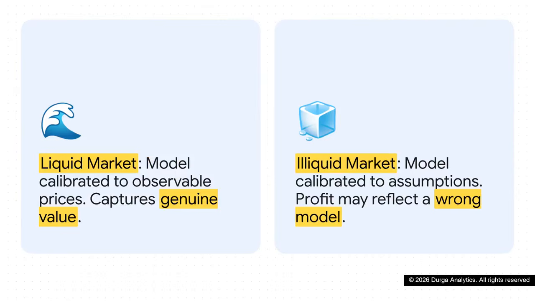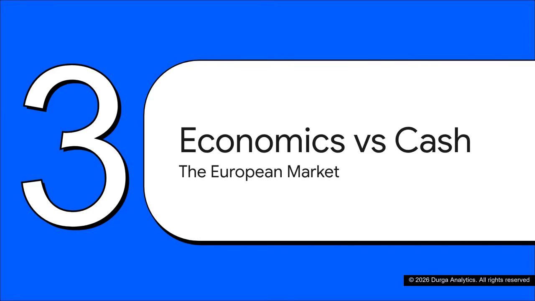So when a desk executes a trade at a price better than its own model's valuation, it recognizes an immediate profit. In a liquid market where your model is calibrated to real observable prices, sure, that day one profit captures genuine value. But in an illiquid market where there are no observable prices, your model is calibrated purely to your own internal assumptions. Recognizing day one profit there might literally just mean you are rewarding yourself for having a completely wrong model.